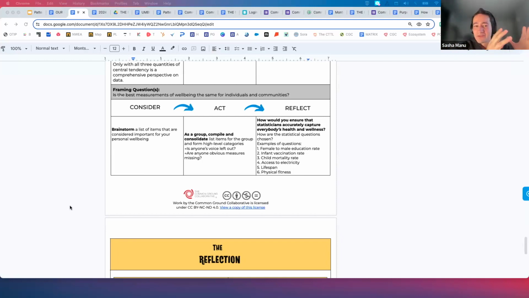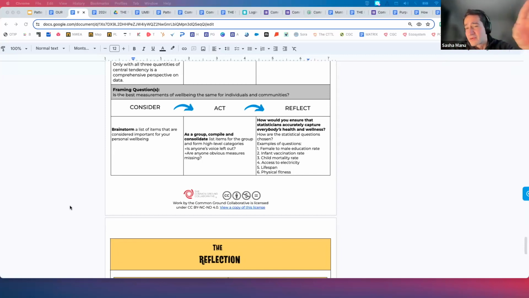And then, once we brainstorm the list as a group, we compile and consolidate these items, form higher level categories. And since we're responsible citizens, we're also considering, is anyone's voice left out? Are any obvious measures missing from this? Because of course it depends on the population we've just sampled.